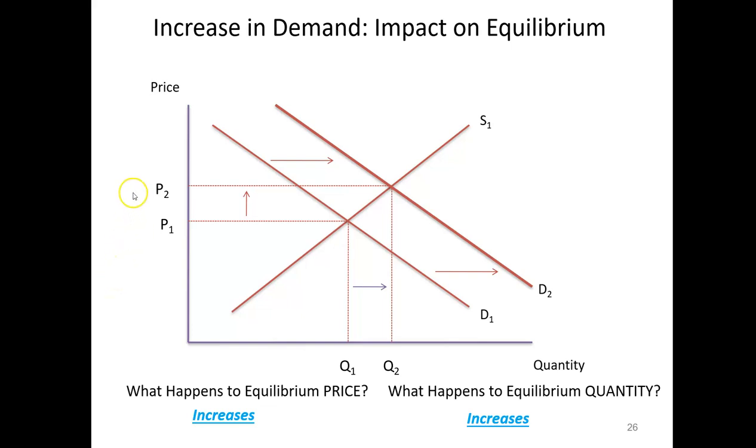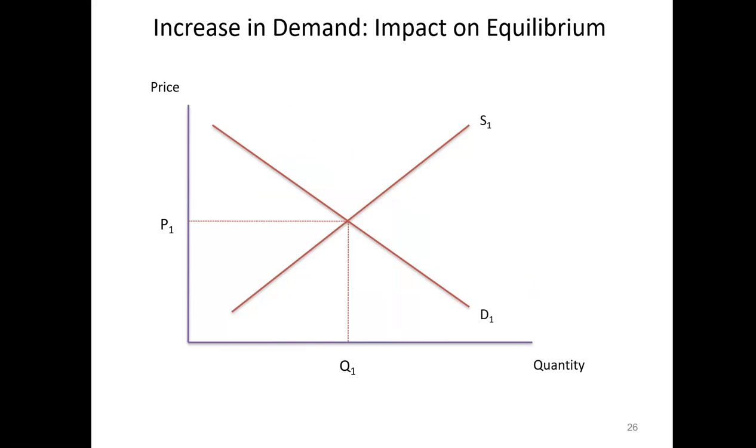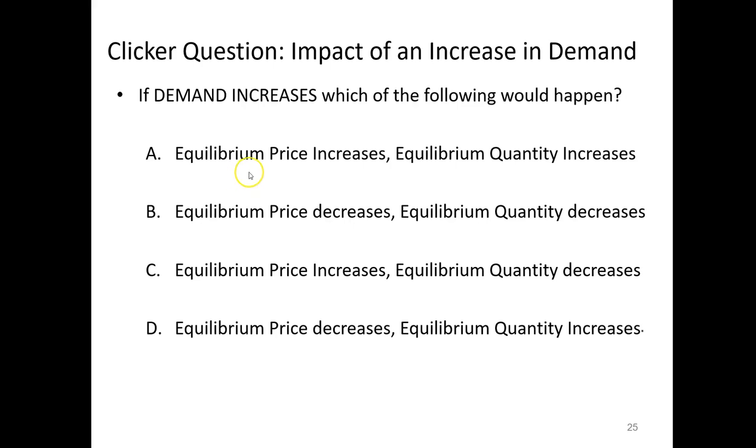Now, whether it's a little bit of an increase in price and a lot of increase in quantity or vice versa, well, that's beyond the scope of what we need for this macro class. Well, I guess I will talk about it a little bit actually. But the bottom line is a little bit of both is happening. So anytime demand is increasing, go back to our multiple choice question here, it's going to be some combination of increasing price and increasing quantity.